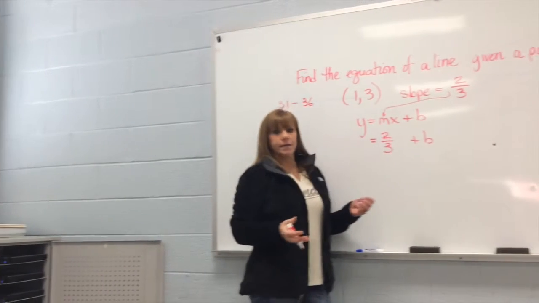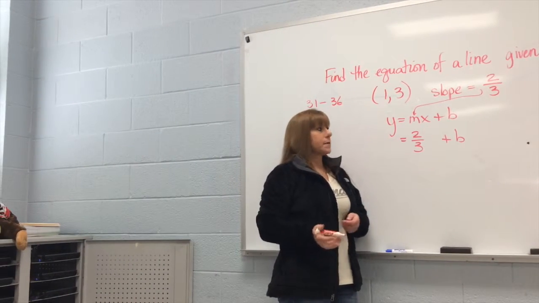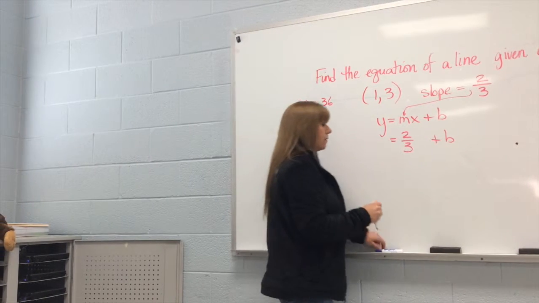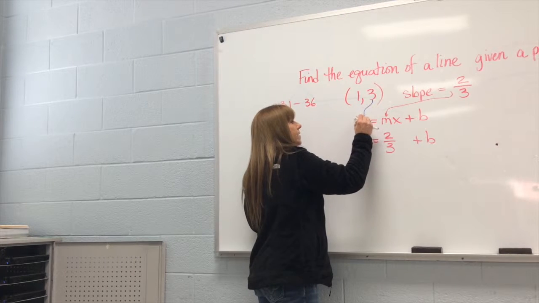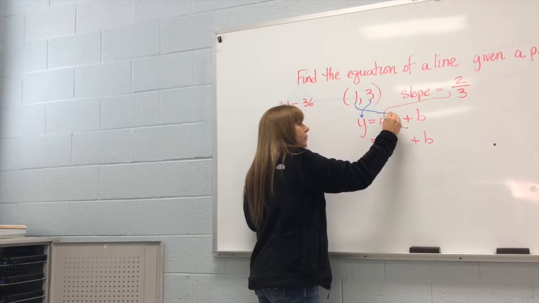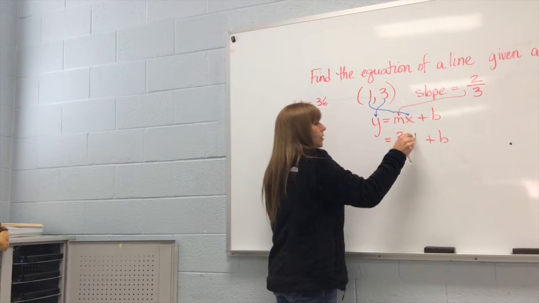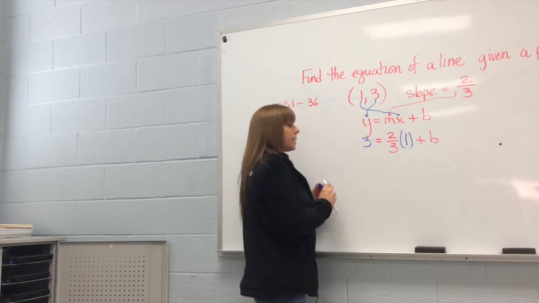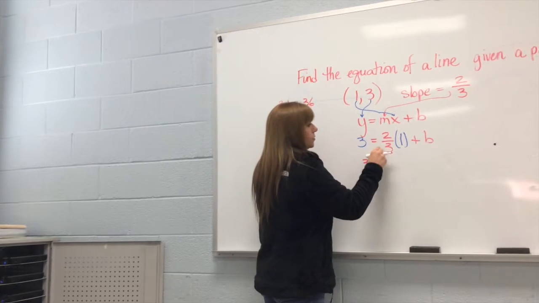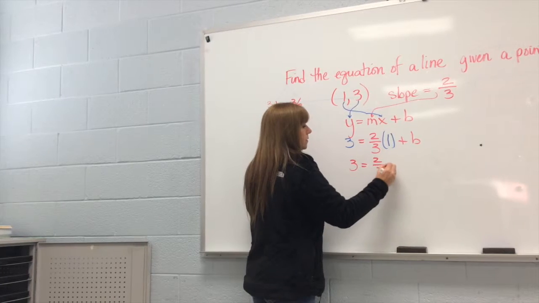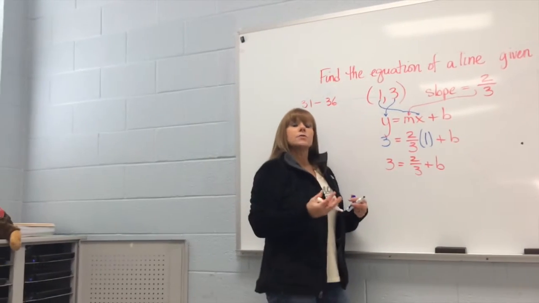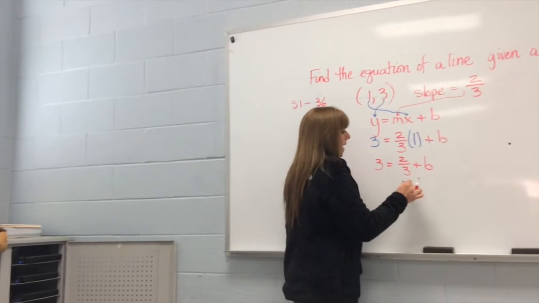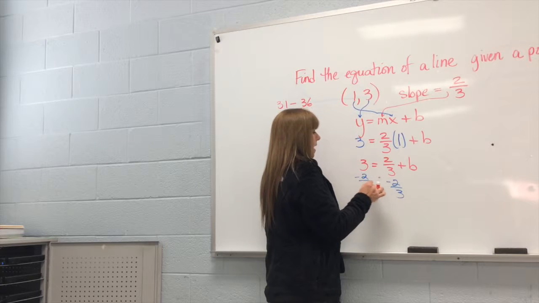My objective in this case is I need to figure out what this y-intercept is. Since I'm given a point, I'm going to put in those values for x and y. My y value is a 3, my x value is a 1. So I'm going to put in a 1 for x, and a 3 for y. 2/3 times 1 is 2/3 plus b. So my goal, like I said, is to get this b by itself. To do that, I'm going to subtract 2/3 from each side.